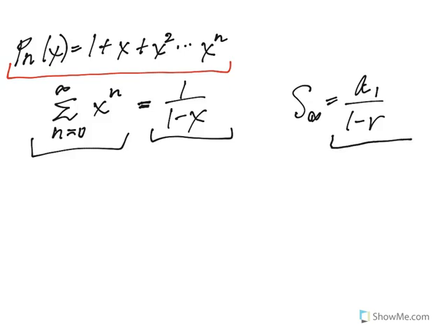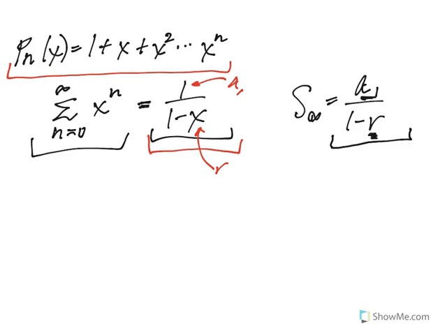Isn't this the formula for the infinite sum of a geometric series with a ratio of r and a first term of a sub 1? So a sub 1 over 1 minus r. And what you'll notice here is that this function is actually in that form. So this is my a sub 1, this is my r.